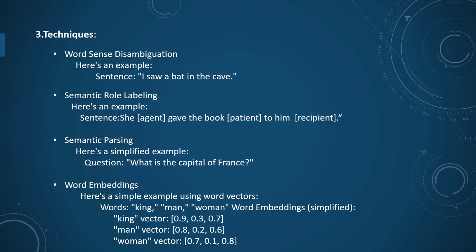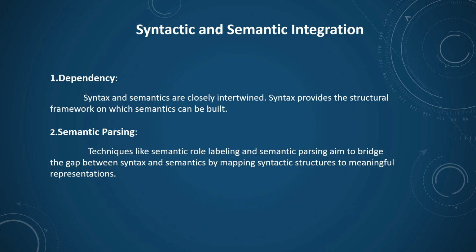And word embeddings. Word embeddings are the vector representations of words in high dimensional spaces that capture semantic relationships between words. Here is a simple example using word vectors. Words: king, man, woman, simplified, and the vectors would be king 0.9.